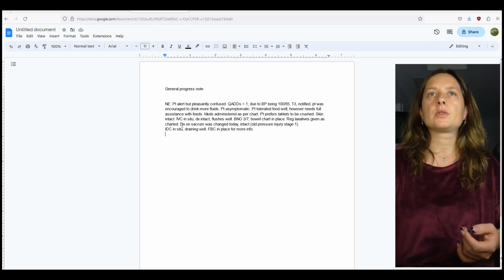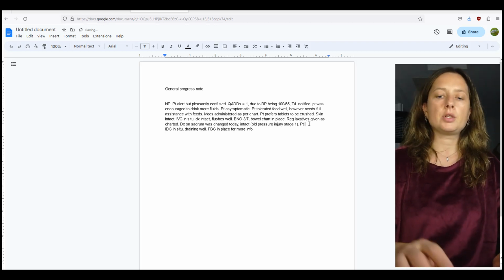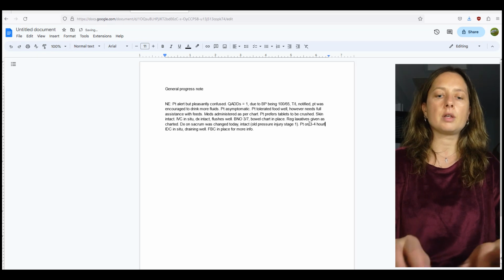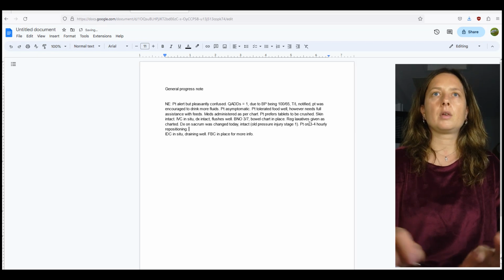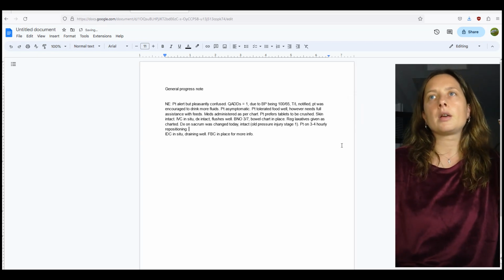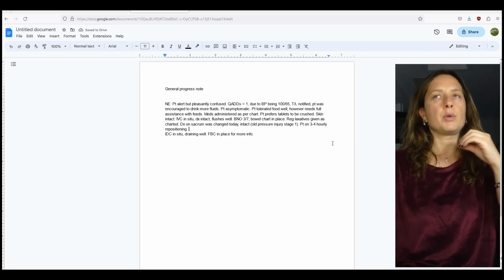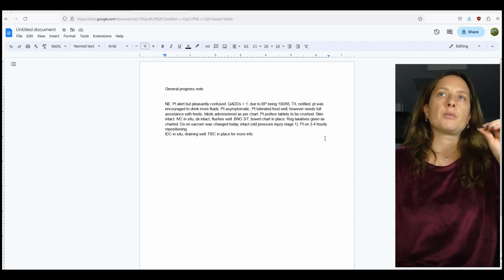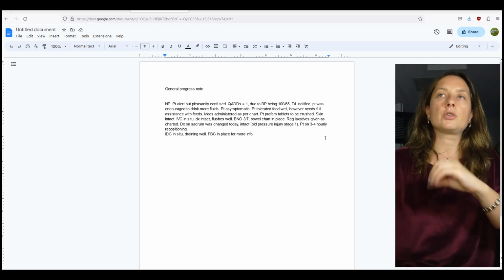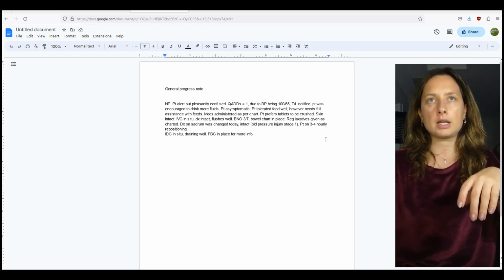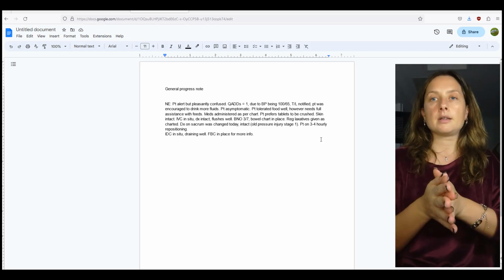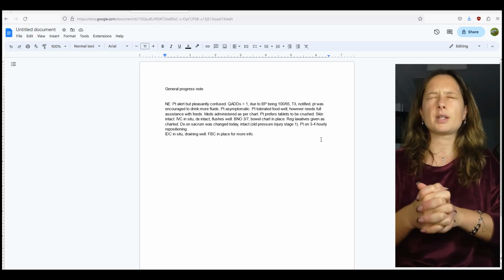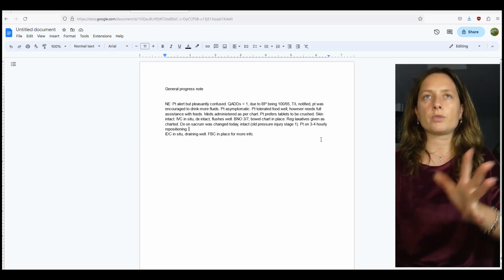Here, just remember something. So dressing on the sacrum was changed today, intact, old pressure injury stage 1, patient on 3-4 hourly repositioning. So that would be another kind of intervention for you and for other people to do. When someone has a pressure injury and mostly stays in bed, make sure that that person is on a repositioning schedule, because you need to make sure that that pressure injury is healing rather than deteriorating. It's always hard for me to say that word. Rather than just becoming worse.